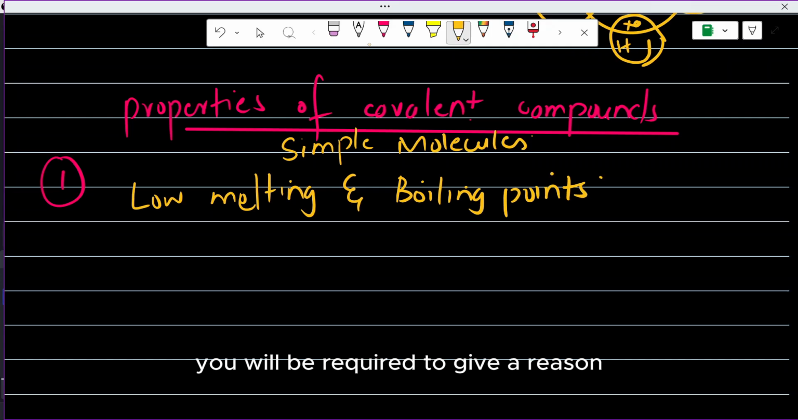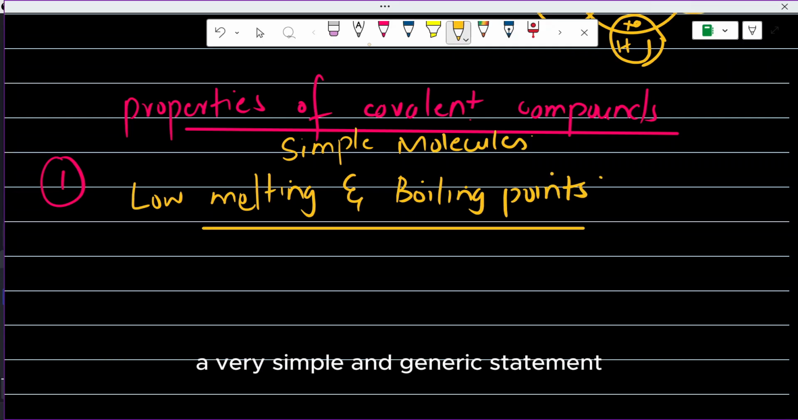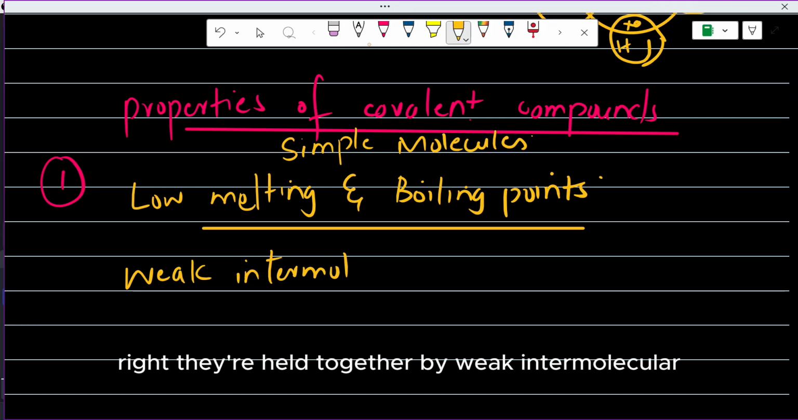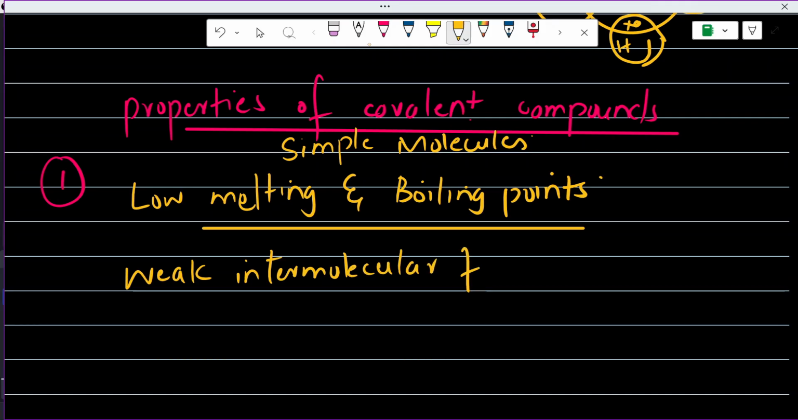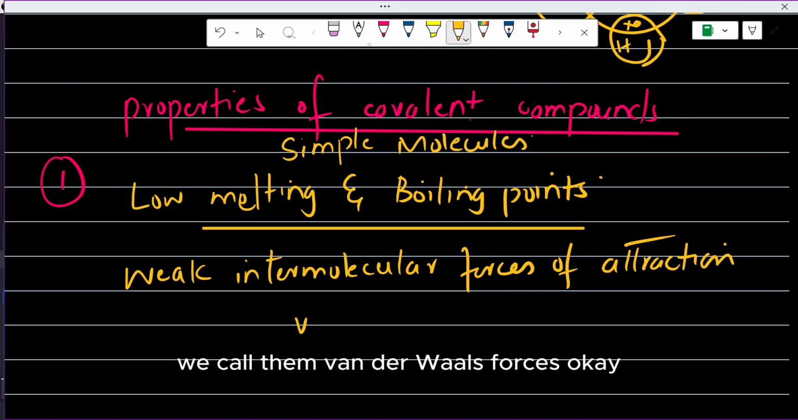Right? In the exam, you will be required to give a reason for the statement, why do they have low melting and boiling points? A very simple and generic statement. You should remember that they contain weak intermolecular forces of attraction. They are held together by weak intermolecular forces of attraction. The specific word we call them is van der Waals forces.